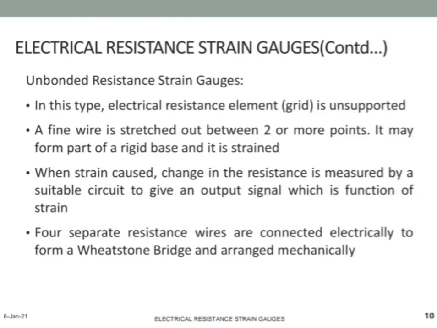In this type, as the name suggests, the electrical resistance element in the form of a grid is unsupported. A fine wire is stretched out between two or more points. It may form part of a rigid base and it is strained. When strain is caused, the change in the resistance is measured by a suitable circuit to give an output signal which is a function of strain. Four separate resistance wires are connected electrically to form a Wheatstone bridge and arranged mechanically.